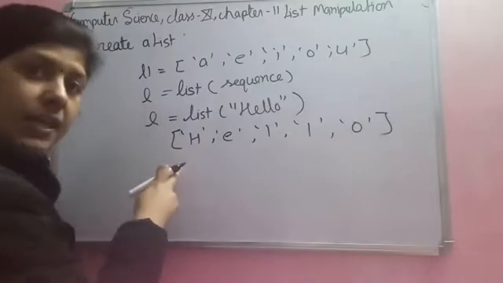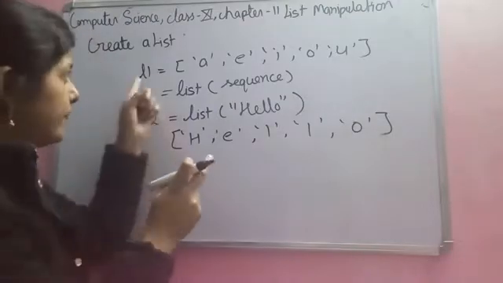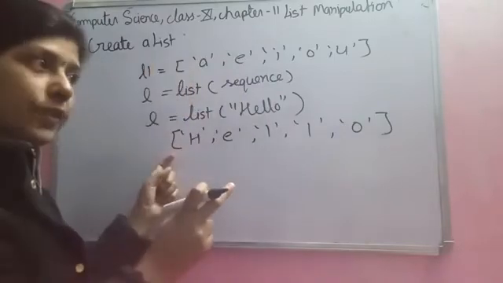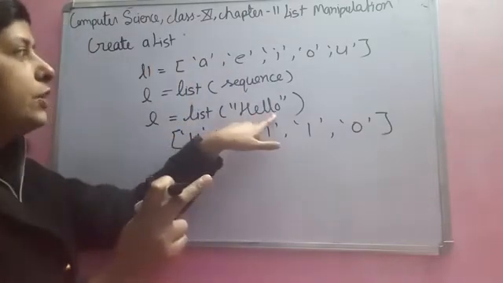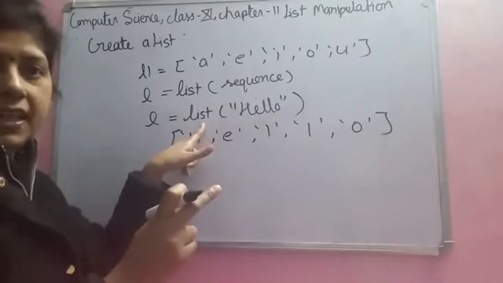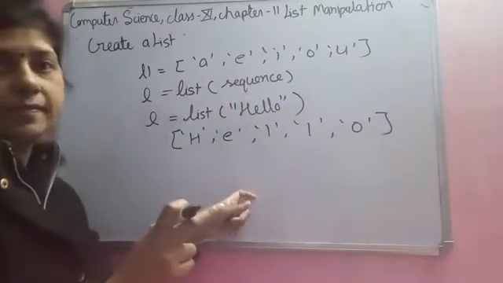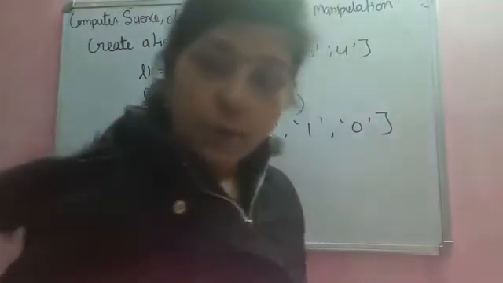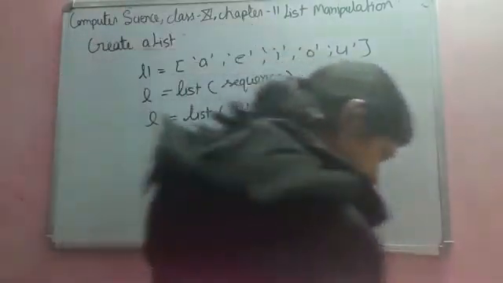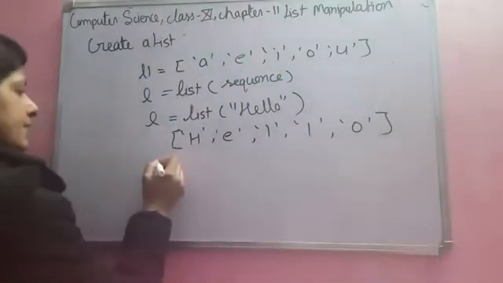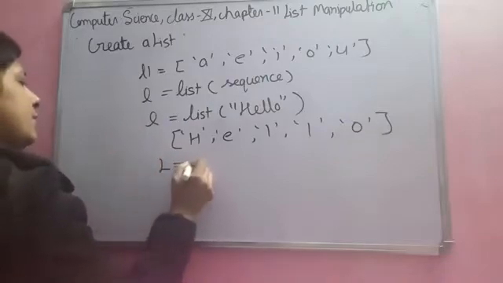So the another way to create a list, first you can declare a list like this. The another way to create a list, pass a sequence to list keyword, and this list keyword converts this sequence to a list. Right? Now the third way, you can do also like this. L is equal to list.